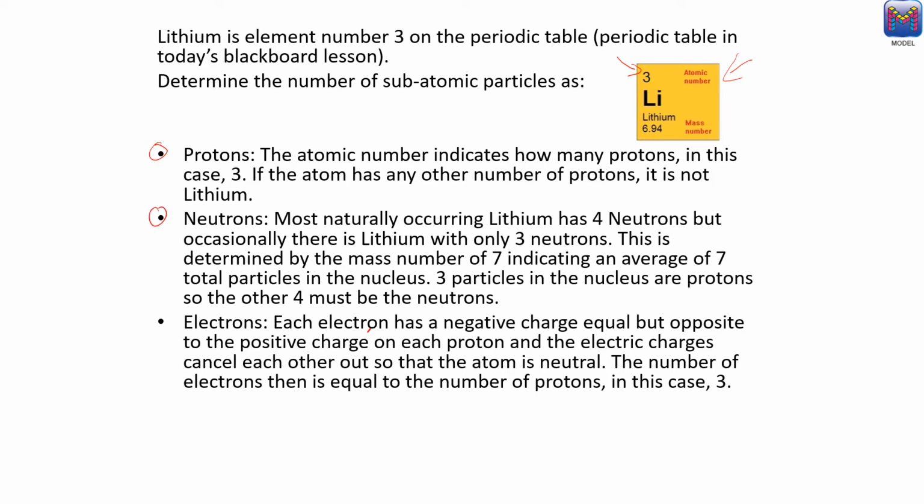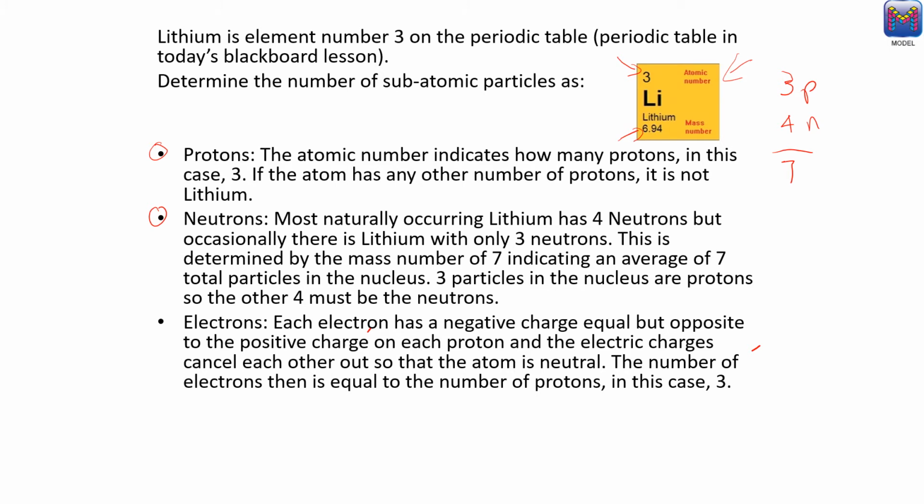Now, neutrons, they're the other particle in the nucleus. Most lithium has 4 neutrons. Sometimes there's 3, sometimes there's more. Okay, so if lithium has 3 protons, and then it has 4 neutrons, that's 7 subatomic particles. And if you round off its mass number there, 6.94, that's about 7.